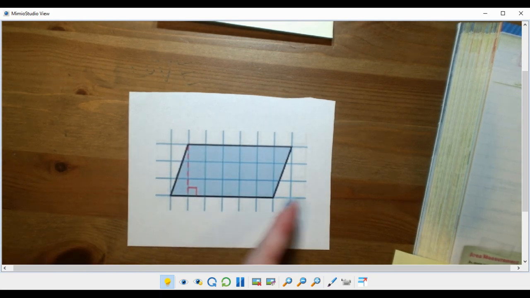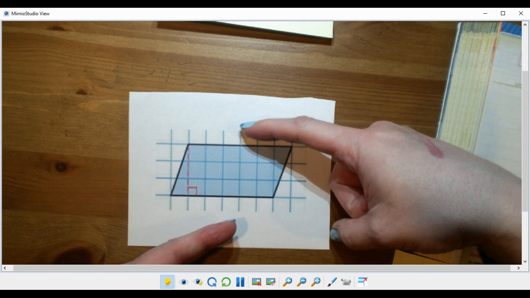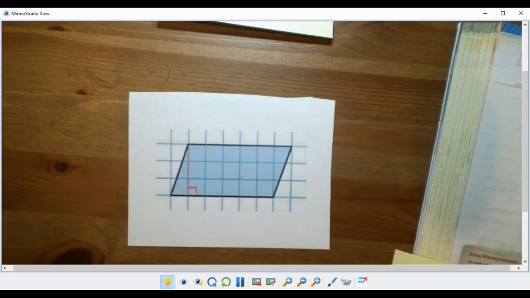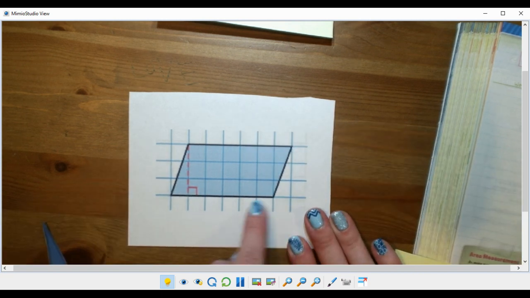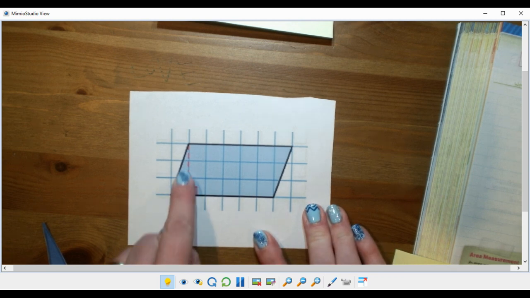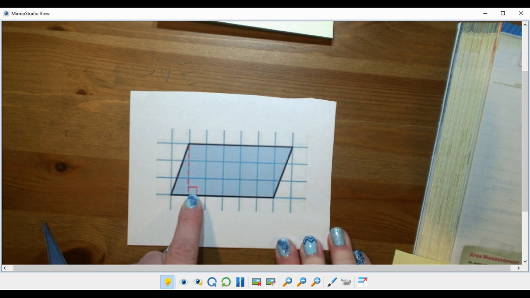We don't worry about the angles here. We're just worried about the parallel sides across from each other being the same length. Now, this would be the base, and this would be the height. Base and height are always going to be perpendicular to each other or have a right angle.